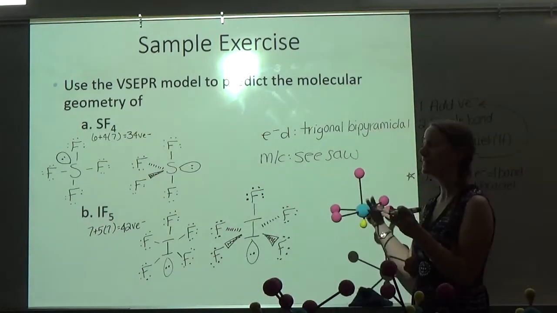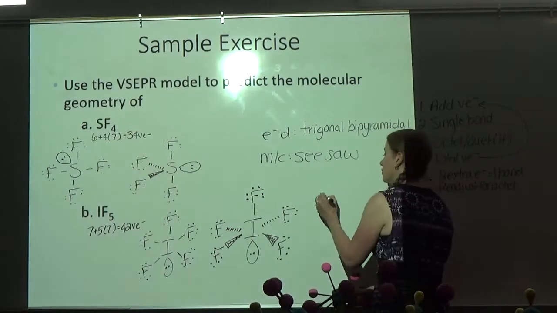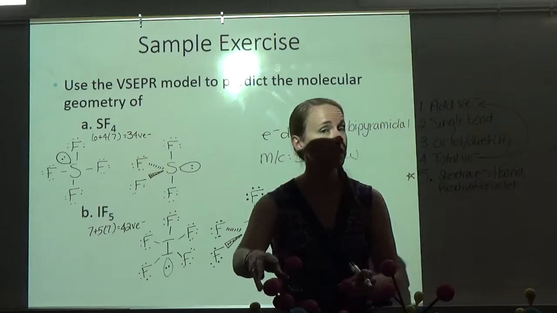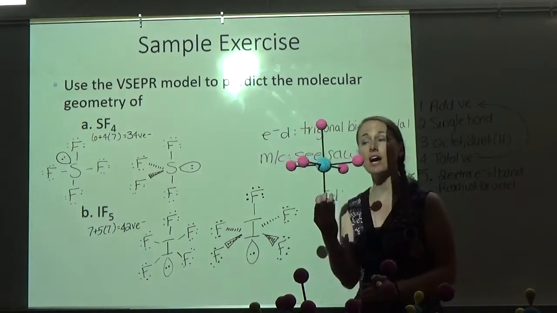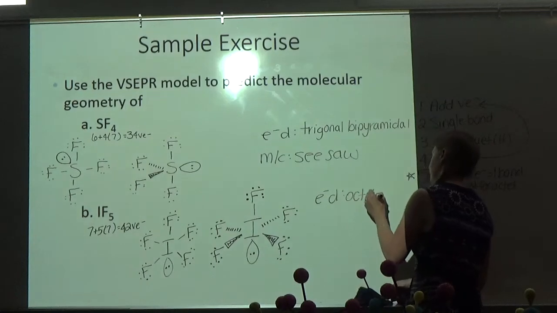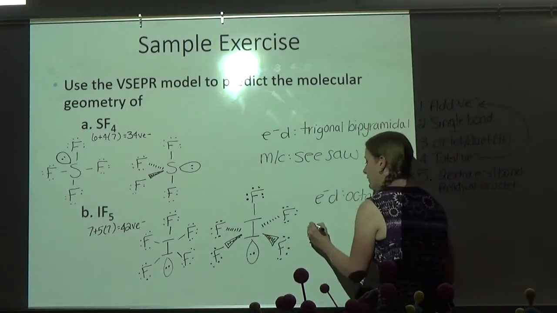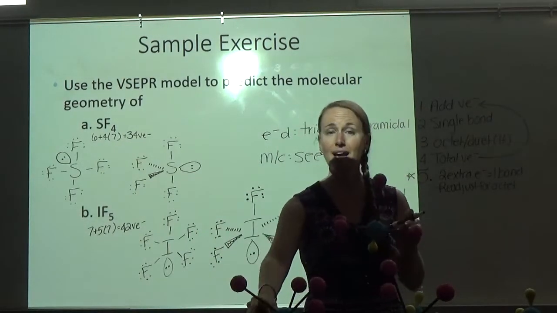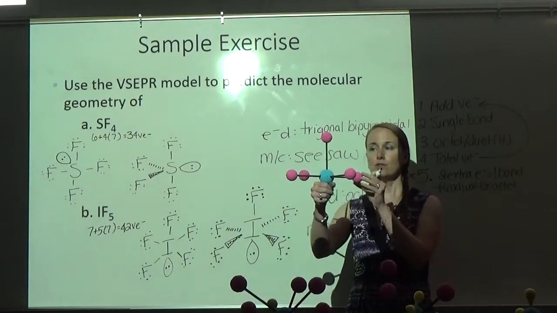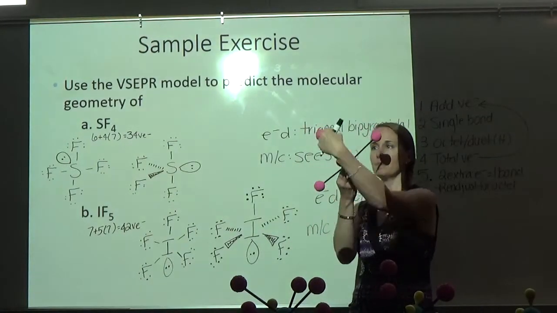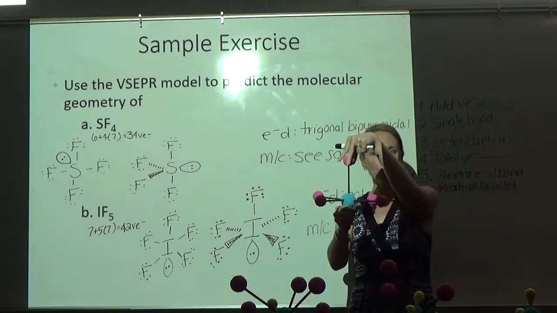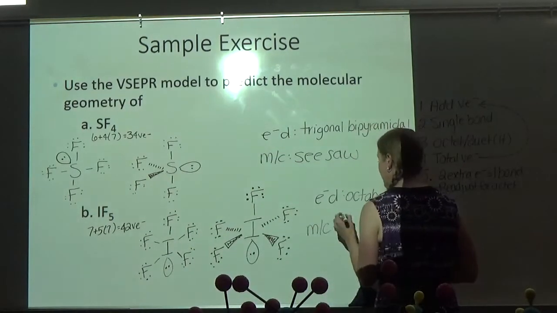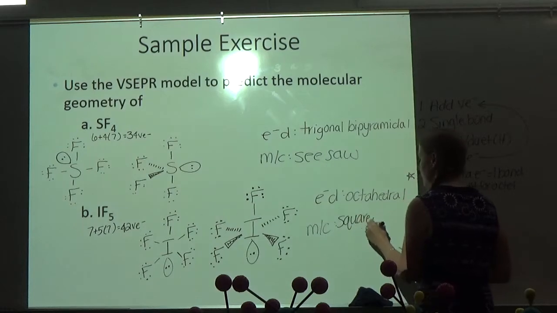Okay, so now we have to actually list what the shapes are. So the electron domain shape: I have 1, 2, 3, 4, 5, 6 domains, bonding or non-bonding, 6 domains. So that is octahedral. However, because one of them is a lone pair, my molecular shape is not octahedral because I can't actually see this. So if you look, it is square. You see how the bottom makes a square? Square pyramidal, because see, there's a pyramid on there. So my molecular shape, because of that one lone pair, is square pyramidal.